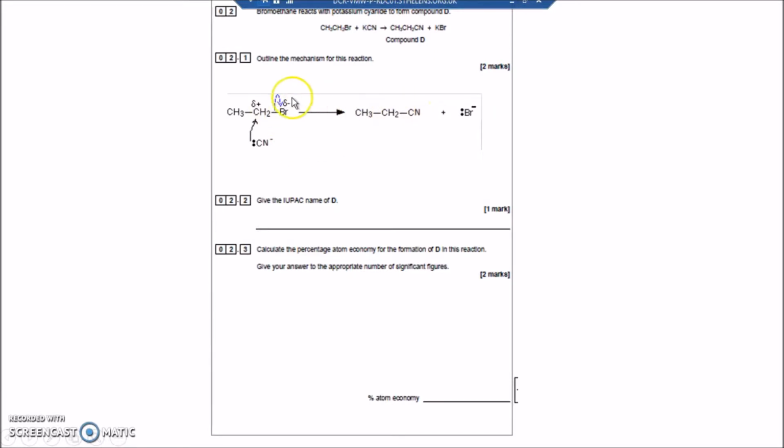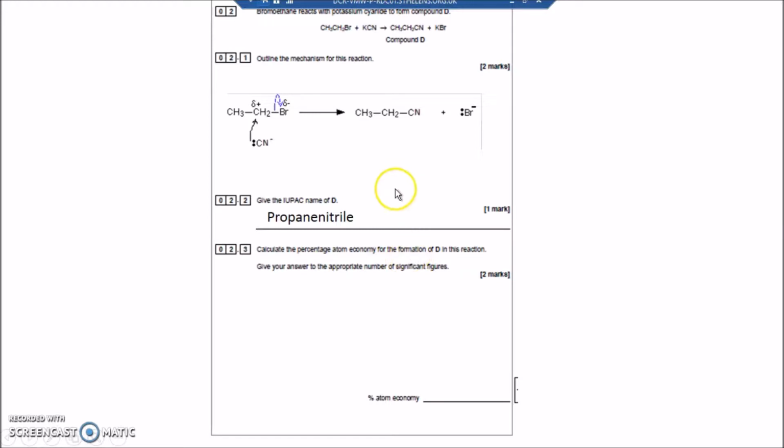So the CN then bonds to the C, so I end up with CH3, CH2, CN, and the Br gets a minus charge because it's had electrons moved onto it. The CN part doesn't have a charge because it's had electrons move away from it. Give the name of this compound here. It is propane nitrile. Remember, there's a carbon there, 1, 2, 3, so it's propane, single bonds, and an N is a nitrile, propane nitrile.